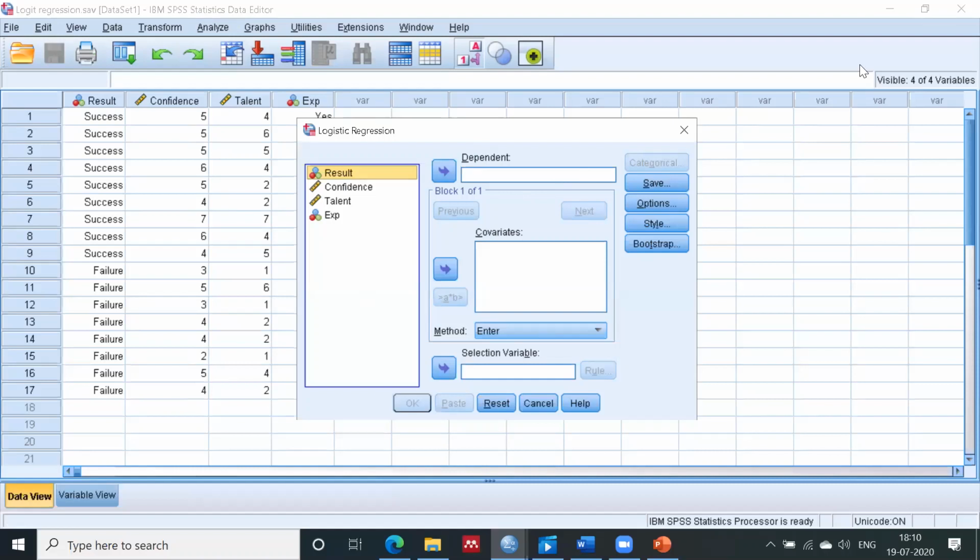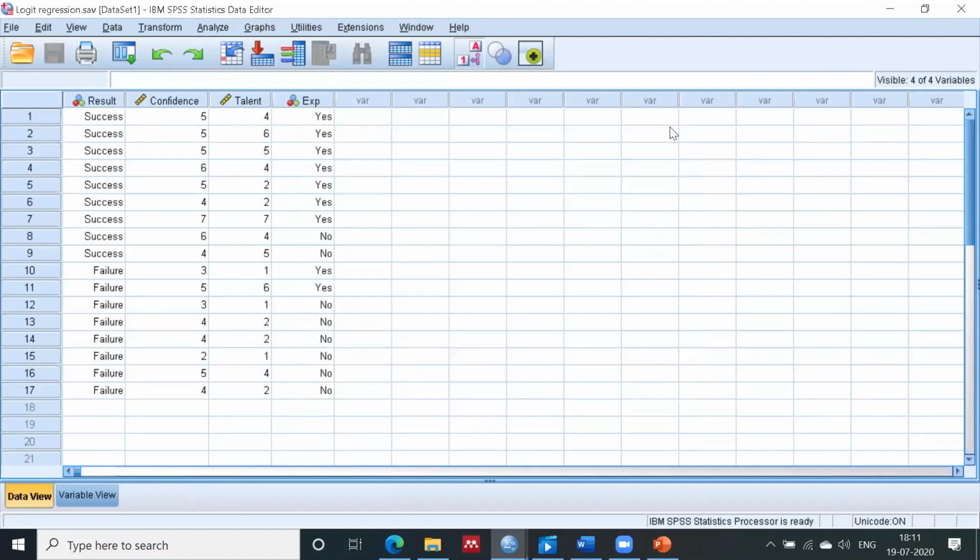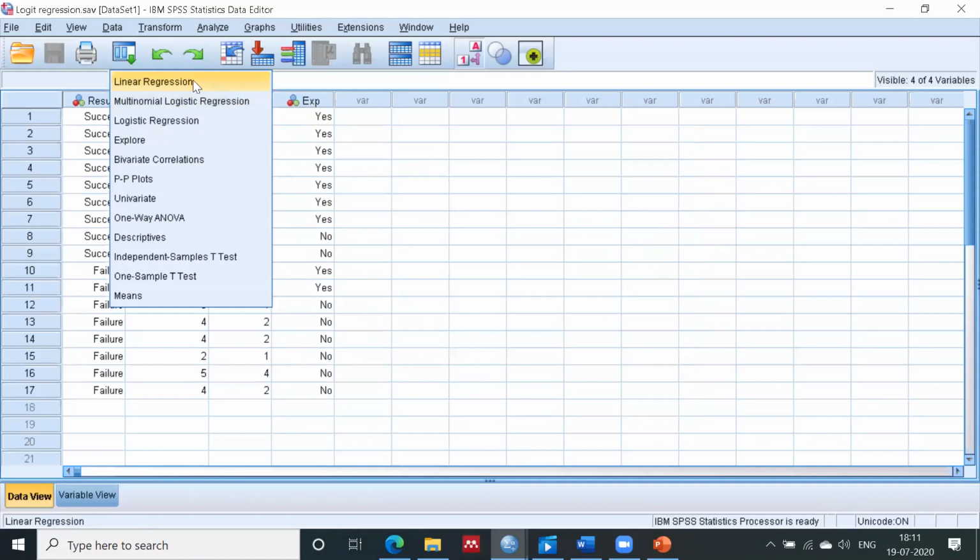Right. There are some regarding confidence. So in this box, they are asking for the dependent. So my dependent is result, and okay, just a minute.